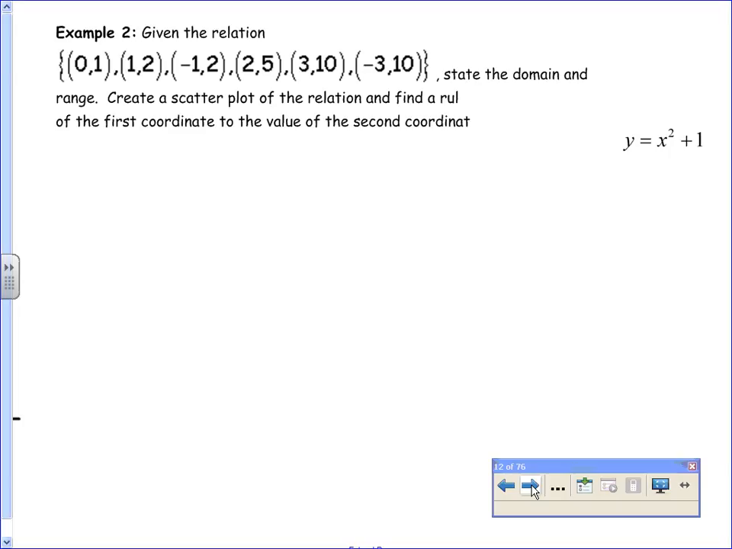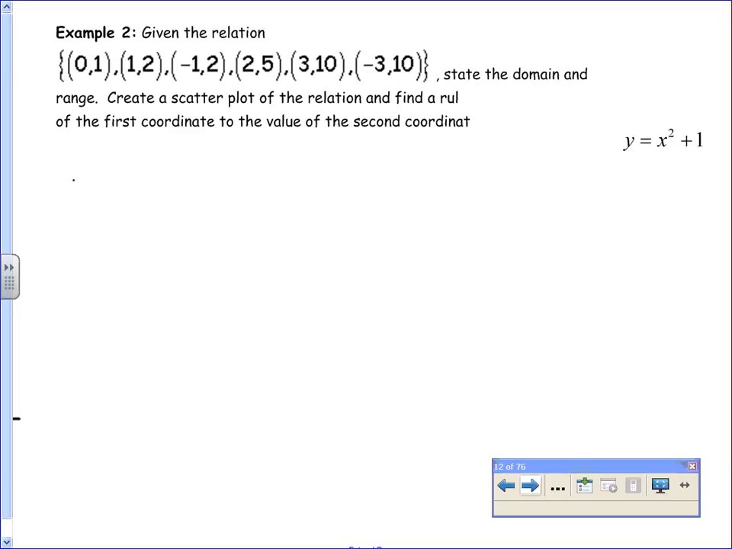Okay, here we have an example of a relation, and we are going to state the domain and the range and then create a scatter plot. We're just going to do a sketch of the scatter plot and find the rule for the first coordinate. You can see I already have the rule over there for you, but I'm going to give you an idea about how to do this.